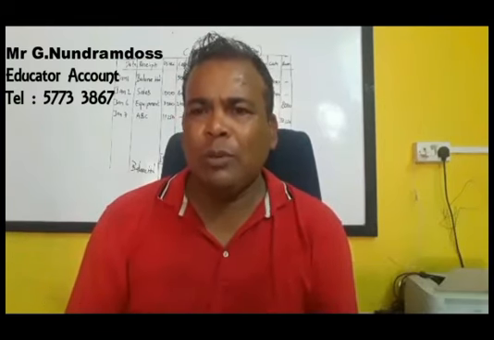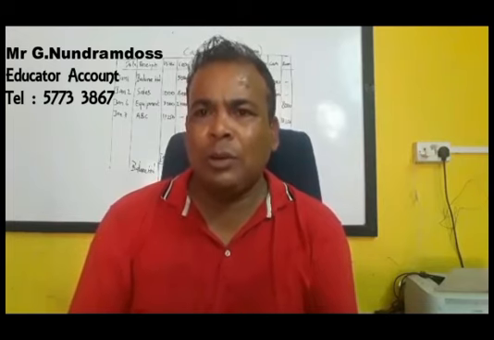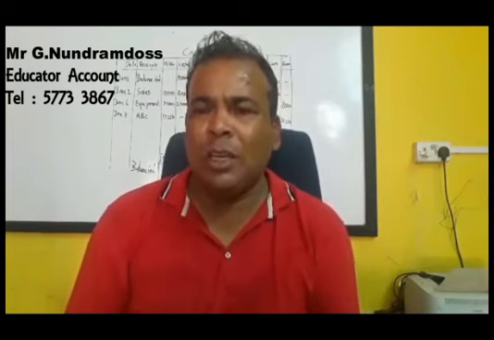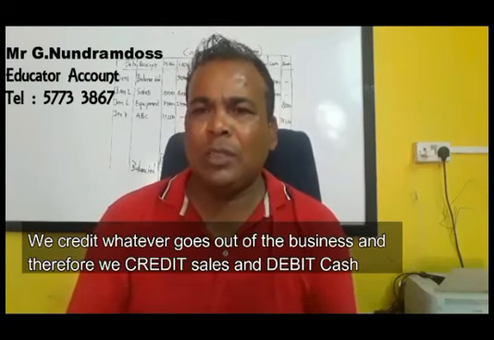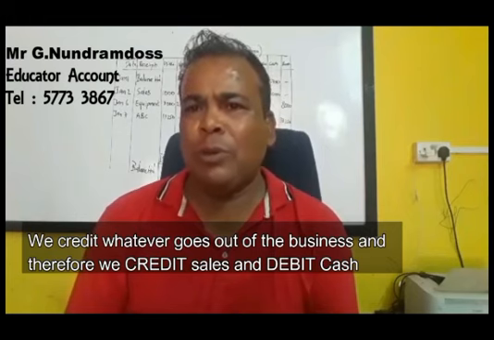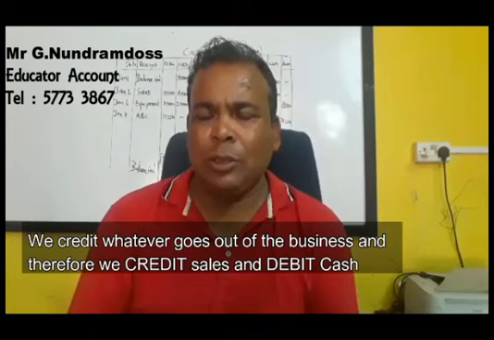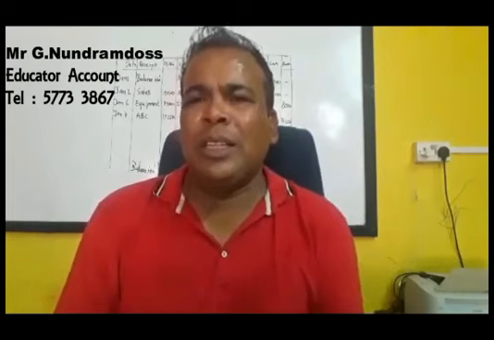Sold goods for cash. What is going out from the business? Is cash going out or goods going out from the business? Goods is going out from the business. So whatever goes out from the business, we have to credit. Therefore, we credit goods, but we don't have a goods account, so we credit sales, and then we debit cash. So in the cash book, on the debit side, we will record in the cash column the amount given to you. Now, we are going to see a three-column cash book.